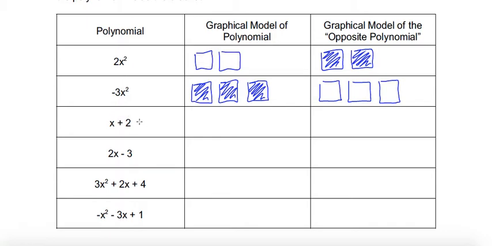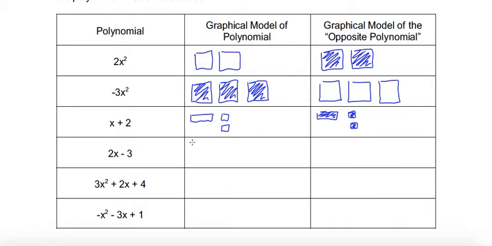When we're looking at more than one term, so for example, the next one is x plus 2. This is a binomial. It has two terms that are being added or subtracted together. We want to think about, first of all, what the graphical model of the original polynomial would be. In this case, it would be a rectangle to represent the x and two small squares to represent the 2. So now when we're drawing the opposite polynomial, same thing applies if it was just one term. We would draw the same shapes but different colors. So we have our -x and then we have our -2. So both of these shapes become the opposite.